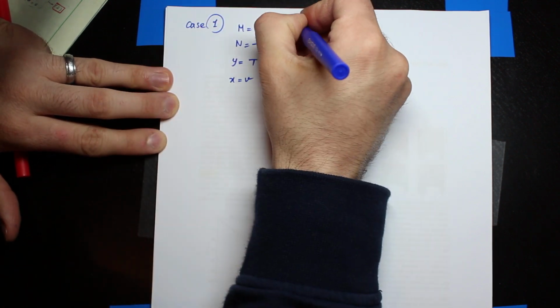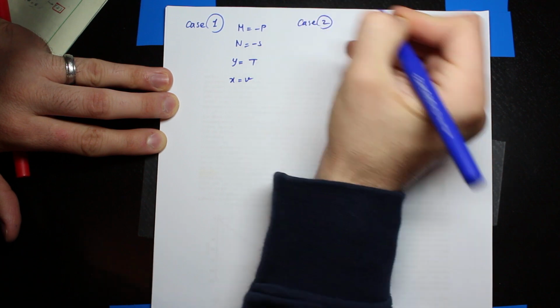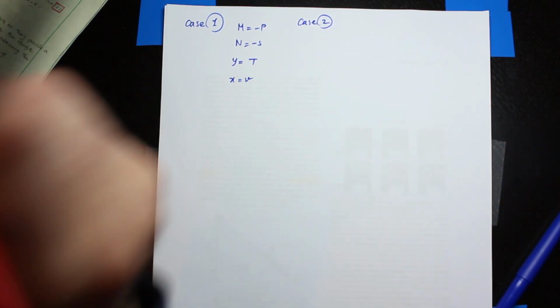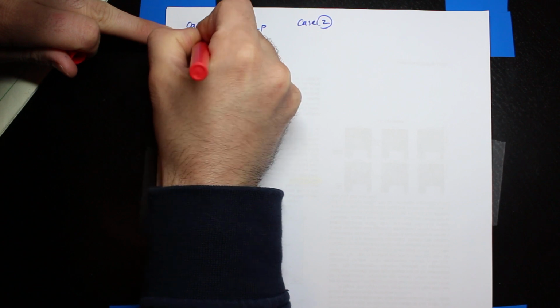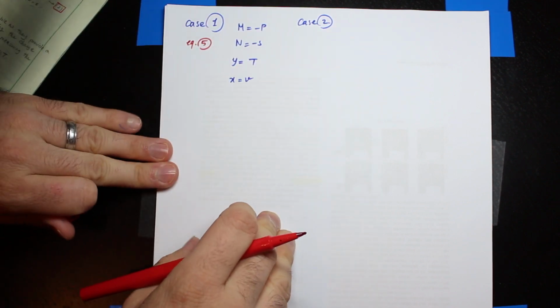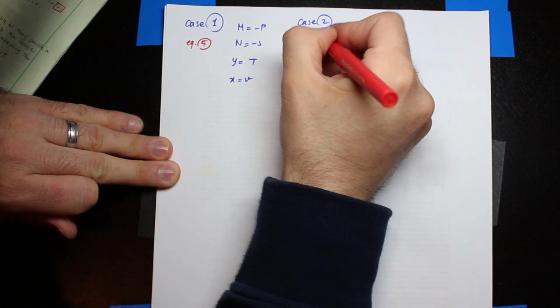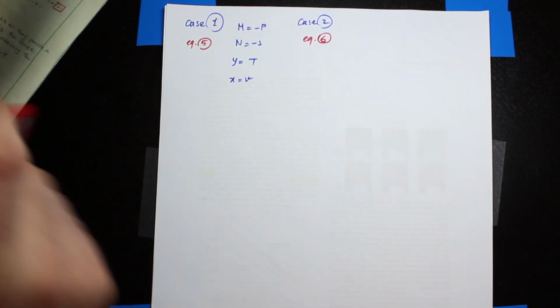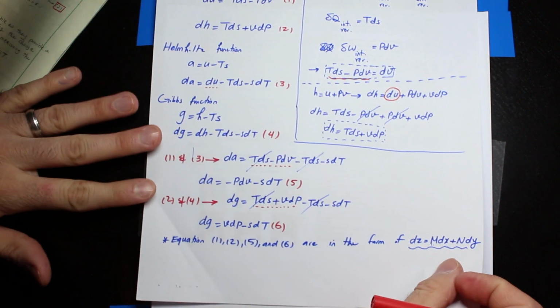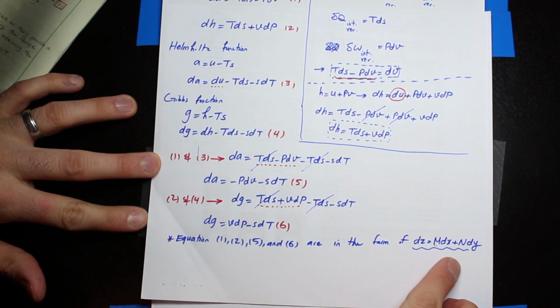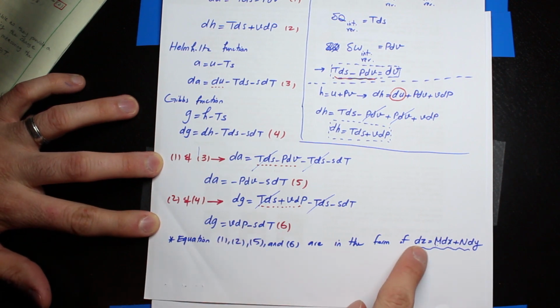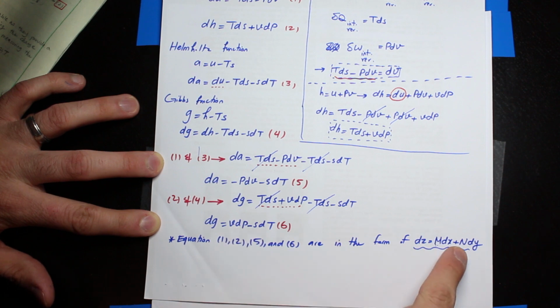Now, the other case that I can form, case 2: in case 1, I applied that to equation 5. In case 2, I'm going to apply that to equation 6. If I apply this general form of equation to equation 6, then my M is going to be V, my X is going to be P, my N is going to be negative S, and my Y is going to be T. So let's do that.